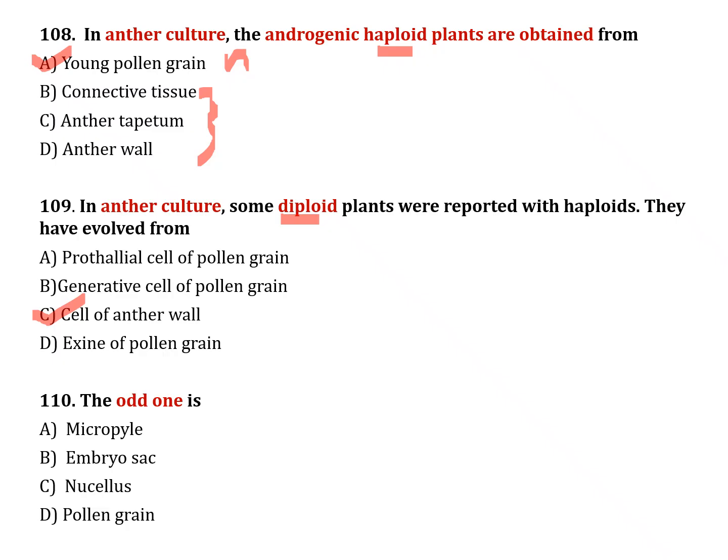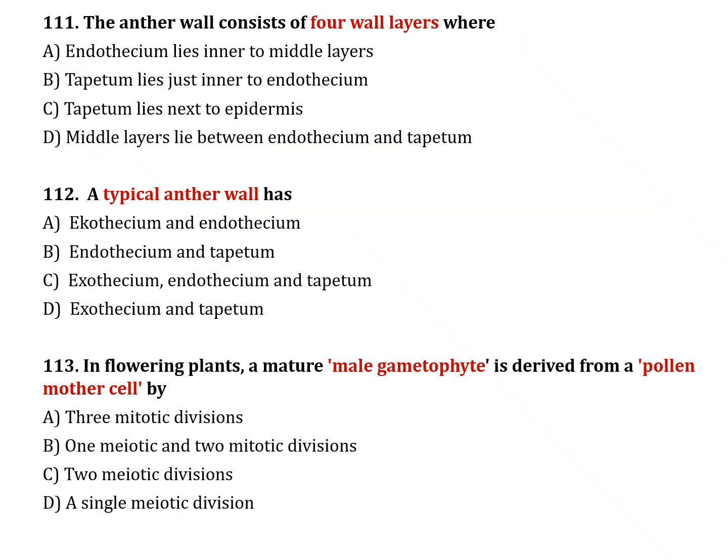The next question, number 110. The odd one is option A, micropyle. Option B, embryo sac. Option C, nucellus. Option D, pollen grain. Correct answer is option D, pollen grain.